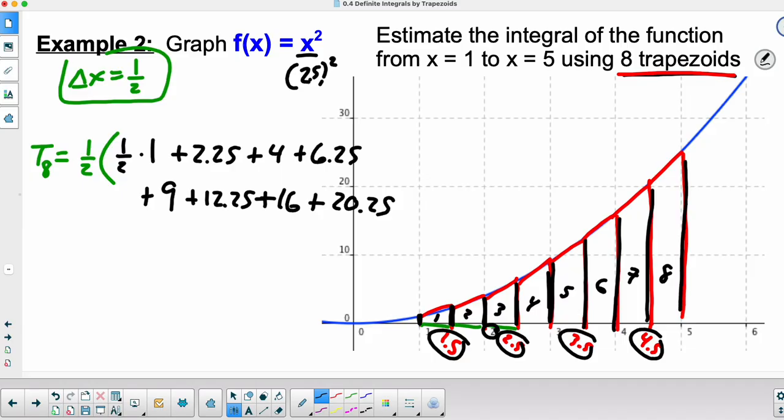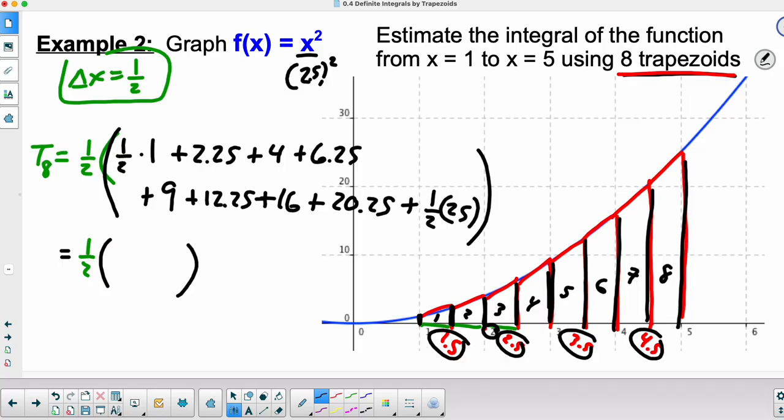Plus the last one. Now, because it's the last one, I'm going to take half of the last one. So 1/2 times 5 squared, 25. This is going to be the formula that I'm going to end up using. So if you can take one moment, this is just a fast way to do it. I'm going to have this change of x, in this case, 1/2. But now if I add up all this stuff inside of the parentheses, half of 1 is going to be a half. Half of 25 over here is going to be 12.5.